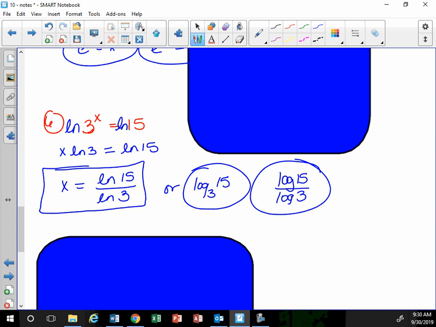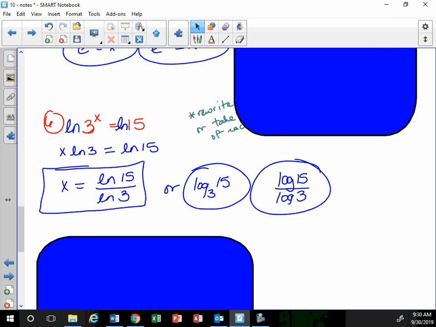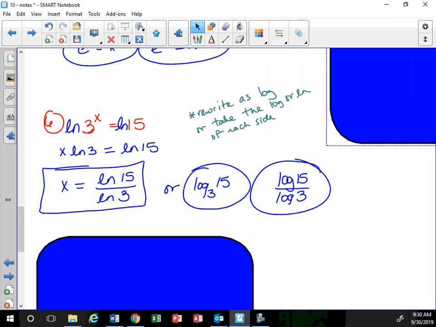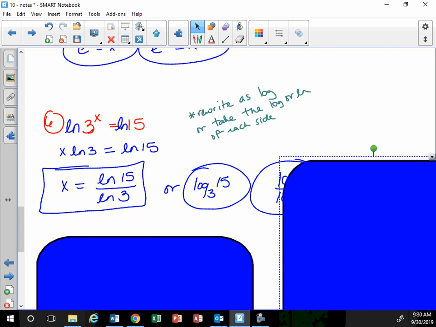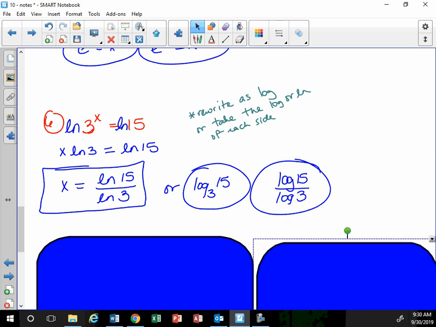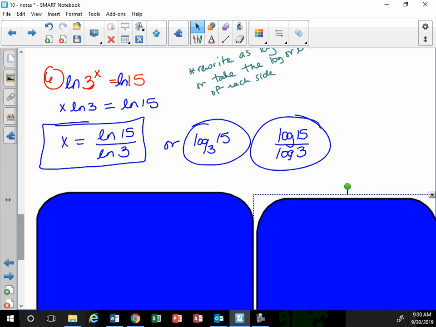Questions on solving that one? It's really short. You don't have to write all the different varieties of answers, but I will look for all of them when I'm grading things for you. So strategy there, rewrite it as the log or take the log or natural log of each side.